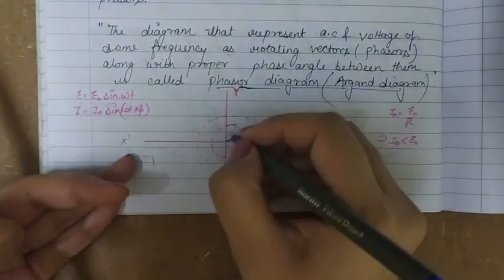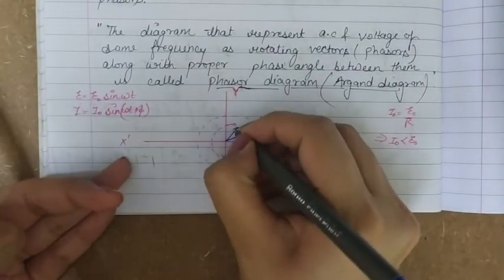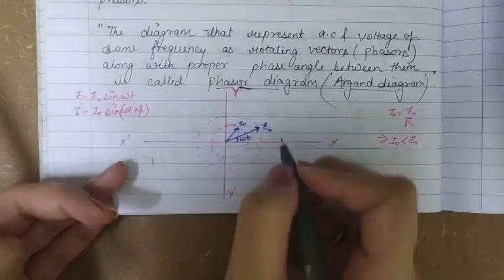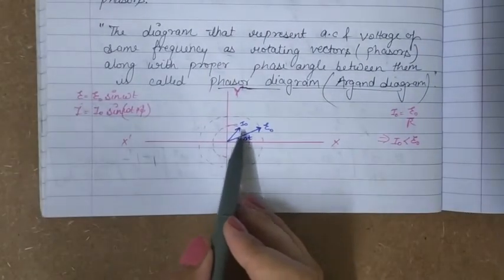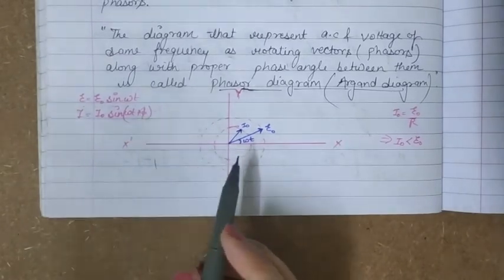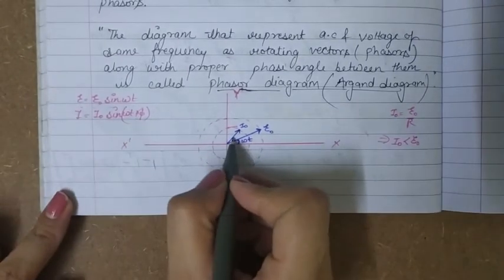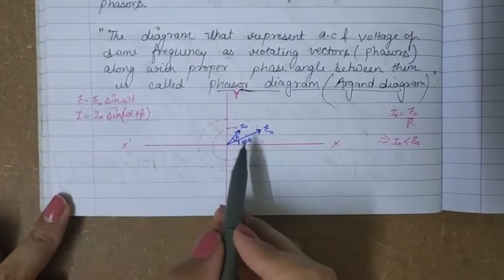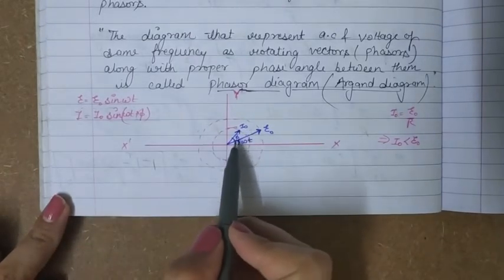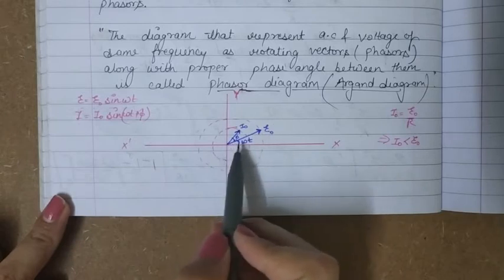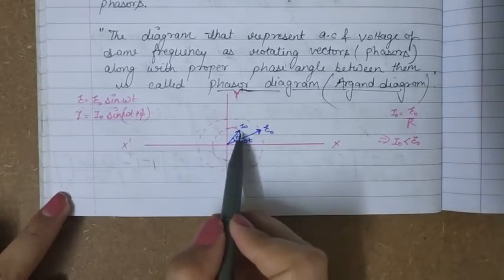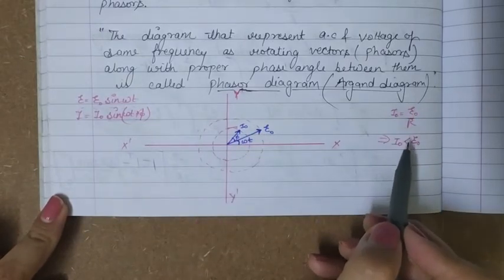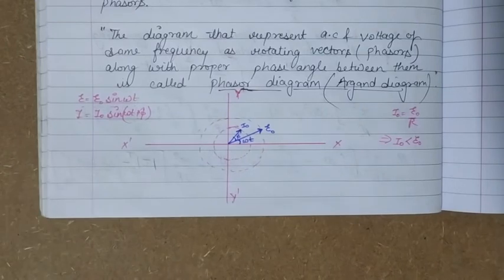So I naught will be somewhere ahead of epsilon naught. This is because I naught has angle omega t plus phi, meaning it has omega t plus this extra phi. So for I naught the angle will be omega t plus phi, while for epsilon naught it is omega t. The value of I naught will be less than epsilon naught by the relation I naught equals epsilon naught upon R. That means I naught is less than epsilon naught.